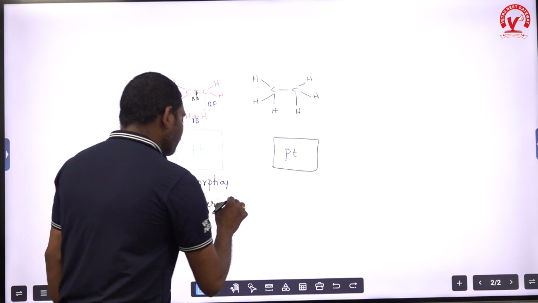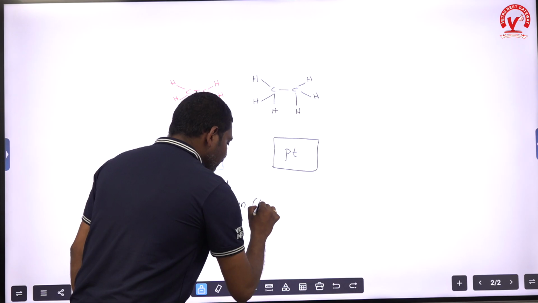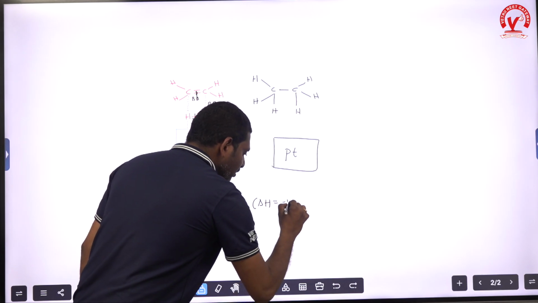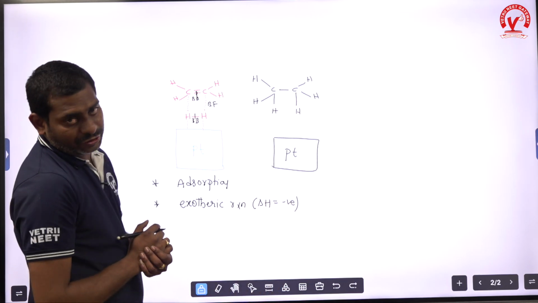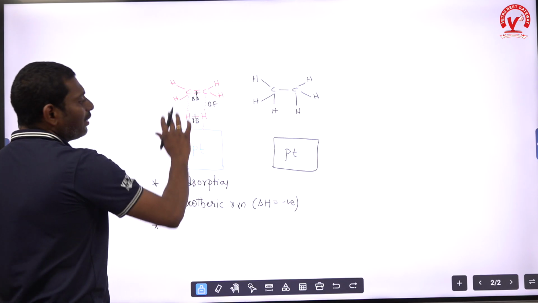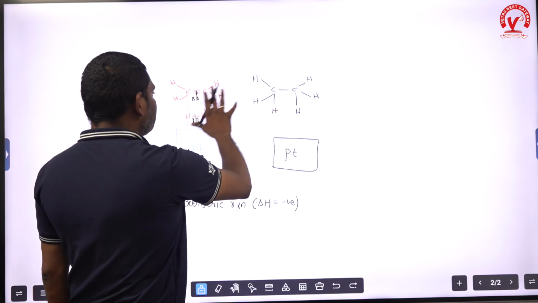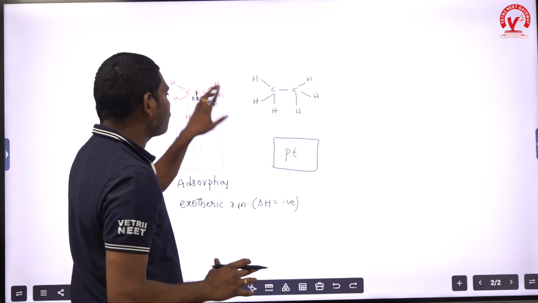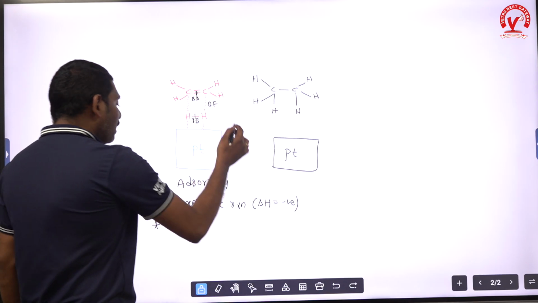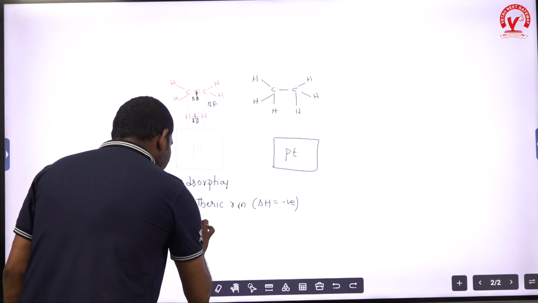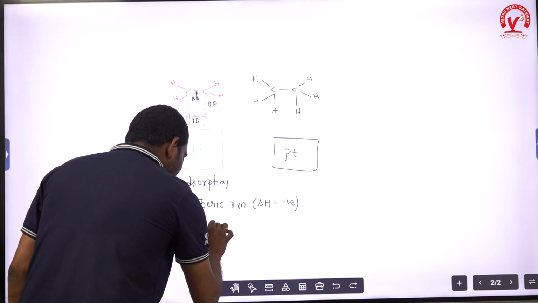It is an exothermic reaction, that is, delta H is negative. And here no intermediate is formed, just a cyclic transition state is formed. And methane cannot be prepared by this method.